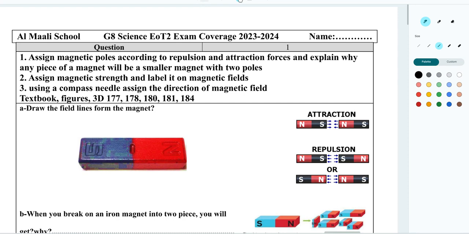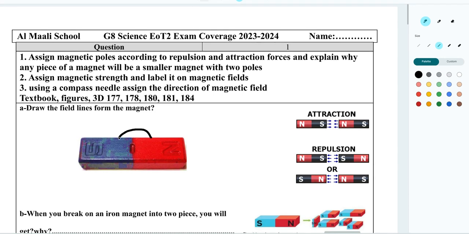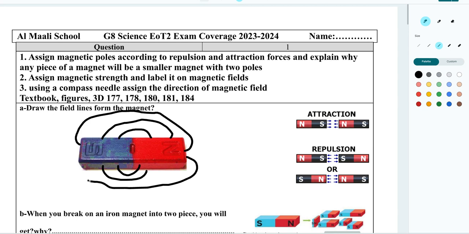So, here, this first question is asking us to draw the field lines from the magnet. Field lines will always go on the magnet from north to the south end. So, I'll just draw a couple here, and then they will come all around the magnet here, and I'll do the same on this side. Then do one from here, and remember the direction is from north to south. So I will draw my little arrows on here.